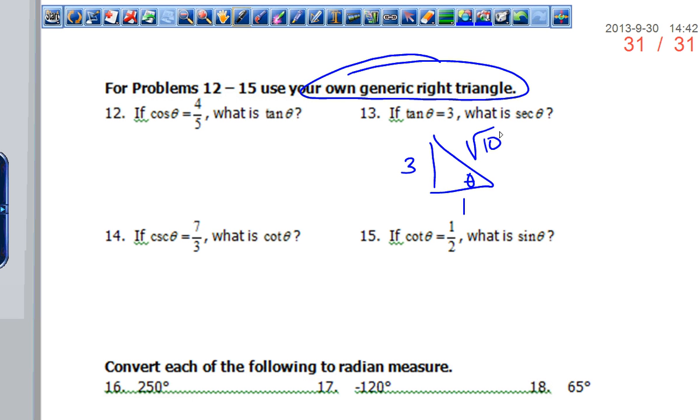Now, secant is 1 over cosine. Cosine is adjacent over hypotenuse, so that means secant is hypotenuse over adjacent. So hypotenuse over adjacent is just square root of 10.